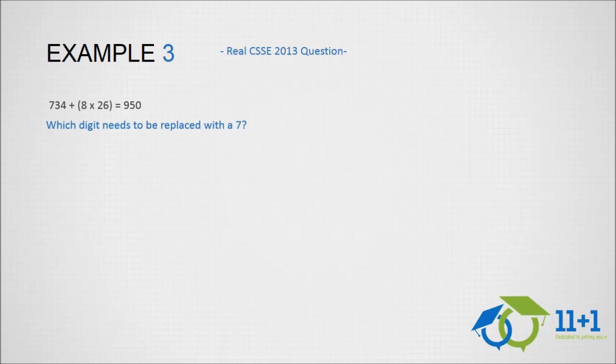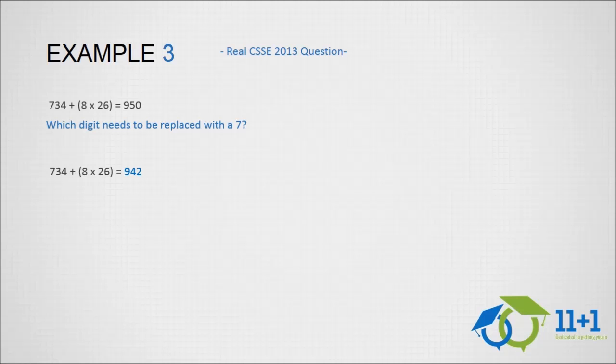Okay, so this question is slightly different. In order to actually get the right answer in these kind of questions, you need to use trial and error. Once again we're going to find out what the actual answer is. 734 plus 8 times 26 is 942. If you are attempting this question, remember, according to the rules of BIDMAS, you need to first multiply the contents of the brackets, 8 times 26, before you add on the 734.